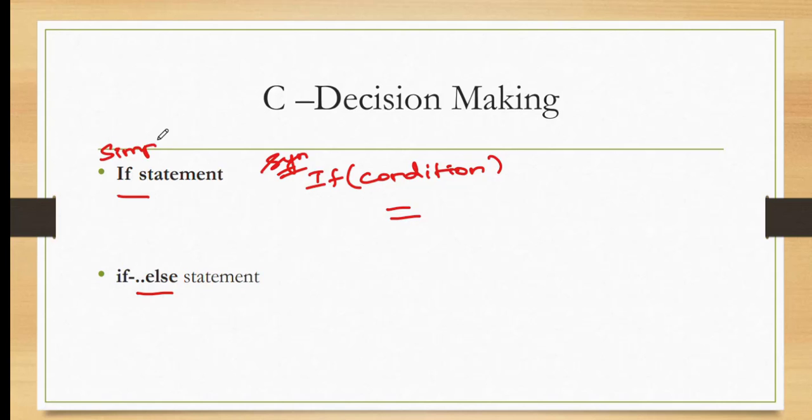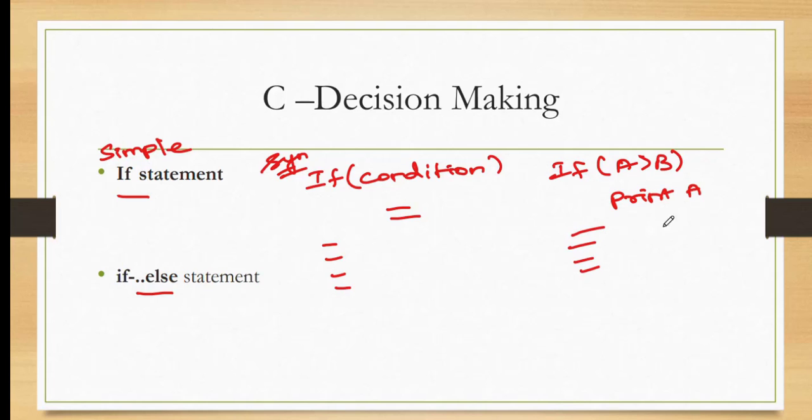This is also called a simple if statement, or just an if statement. Otherwise it will do the other statements. For example, if A is greater than B, print A. Otherwise, after that, some set of statements continue simply. This is called a simple if statement.